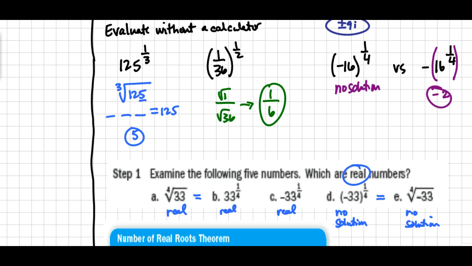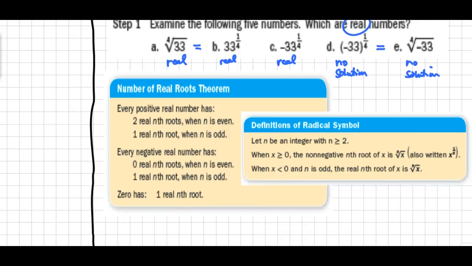So let's talk a little bit further about how many solutions you should be able to expect. When you're working with real roots, every positive number is either going to have 2 or 1 root, depending upon if the root you're doing is even or odd.